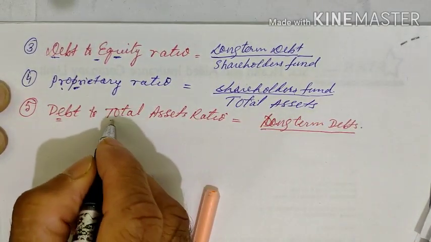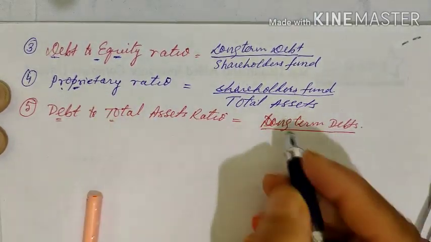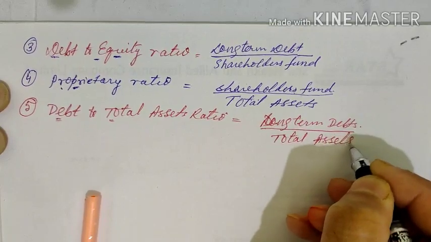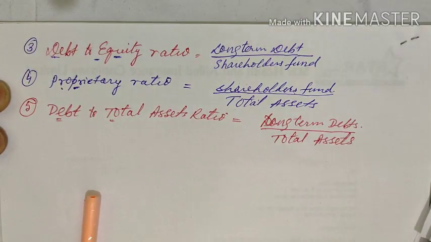Second factor is total assets. Very easy. You have total assets. That's the formula.